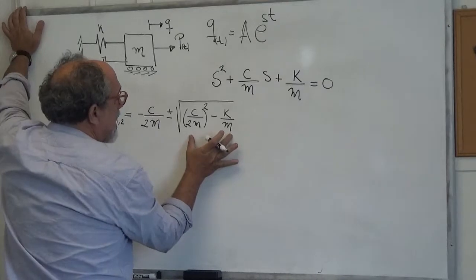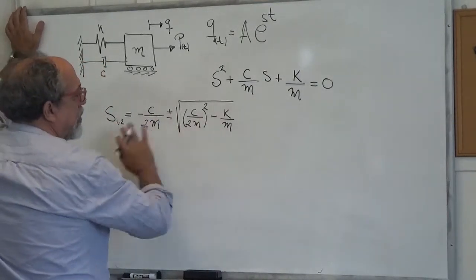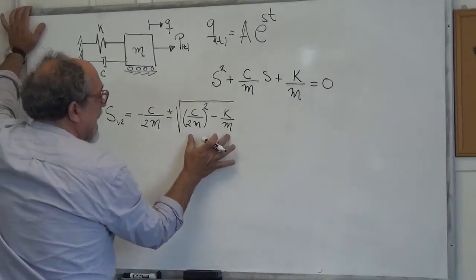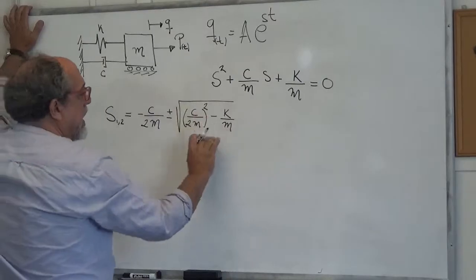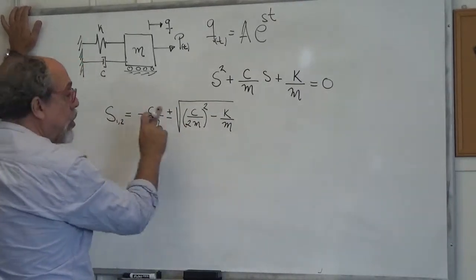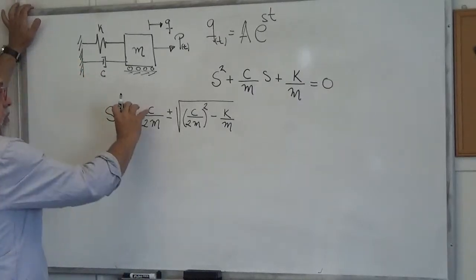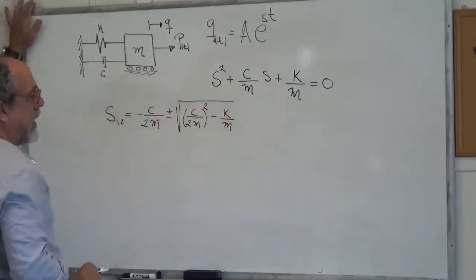If the term inside this square root is positive, then we have two real roots. If the term inside this square root is negative, then this will be an imaginary term, and this will be two complex conjugate roots, right? Something plus something i, something minus something i.